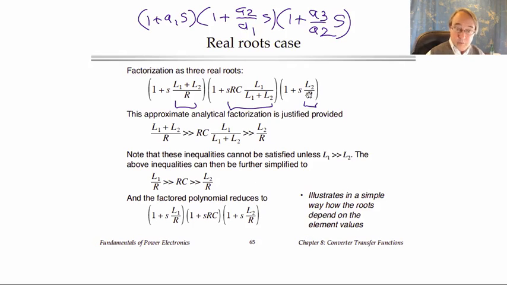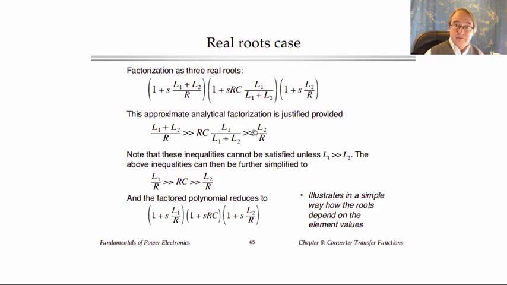So simple enough to apply. Here are the inequalities that are required. Basically, the first root is much greater than the second root, which is much greater than the third root. Okay, we could leave it in this form, but in fact, this result can be further simplified. And if you look at these inequalities for a minute, you'll see, first of all, how can it be that L1 plus L2 over R is much greater than L2 over R? One thing I would caution you is that you have to be careful with these much greater than symbols.